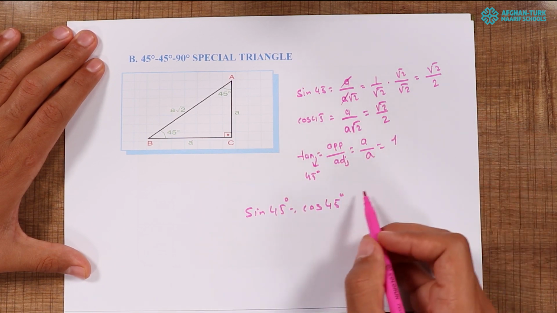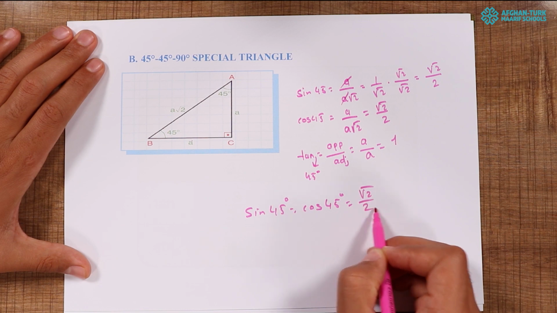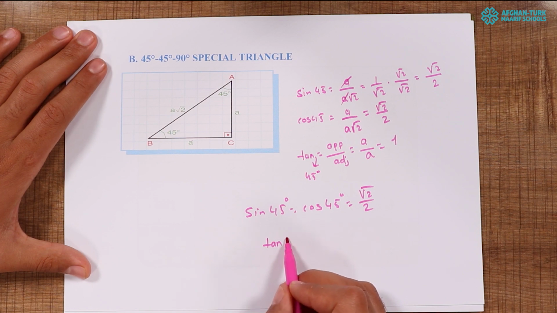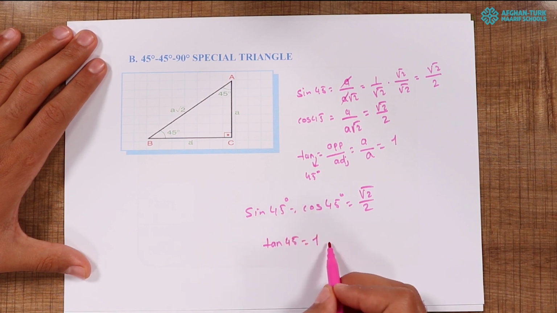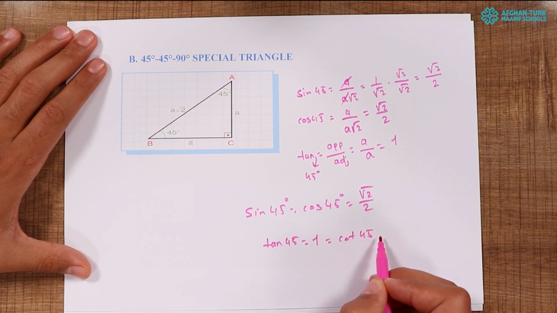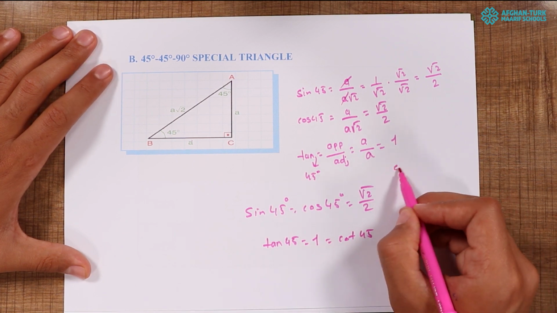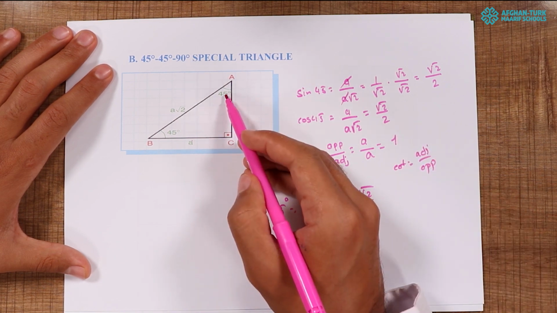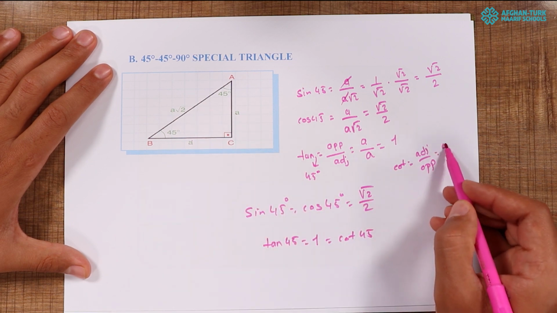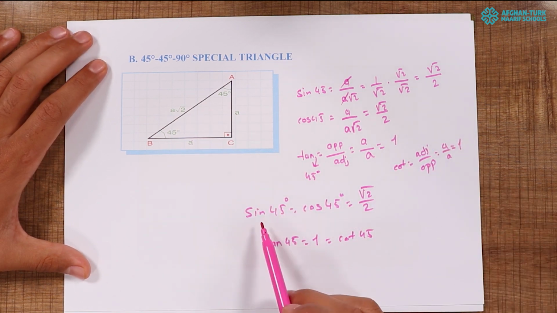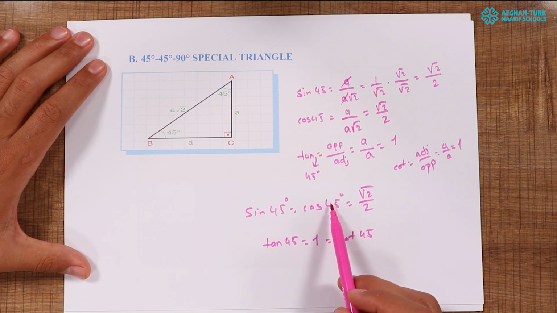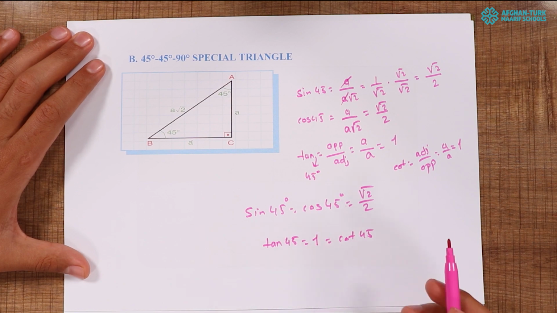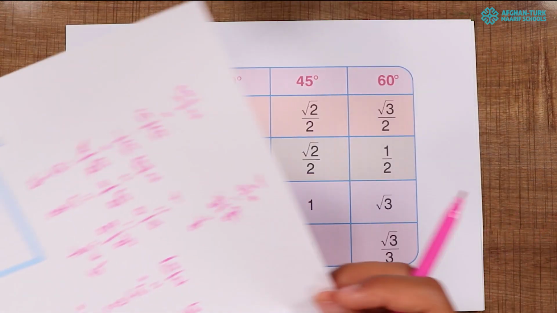Look, both of them are same answers. It means the square root of 2 over 2. And also tangent, okay? Tangent of 45 is equal to 1. Also, cotangent of 45 equals 1, because cotangent is adjacent over opposite. So, what's adjacent? A. What's opposite? A. A over A is equal to 1. So, sine 45 and cosine 45 are equal to square root of 2 over 2, and also tangent and cotangent of 45 degrees equal to 1. Did you understand, boys? Okay.